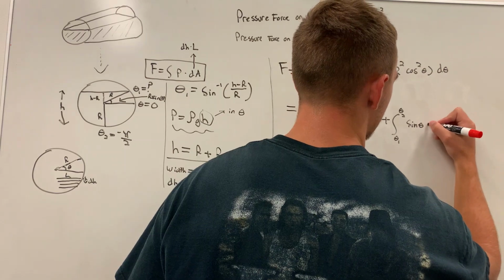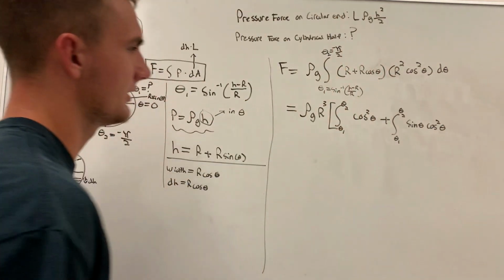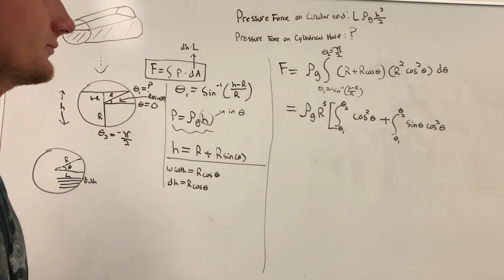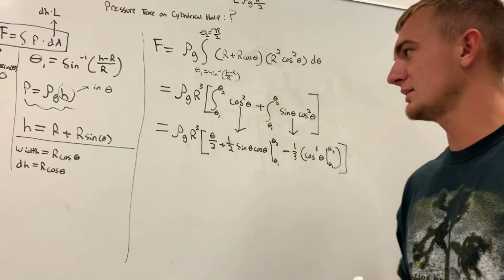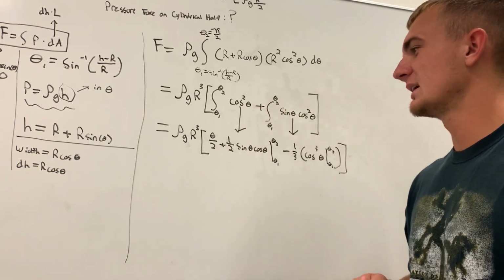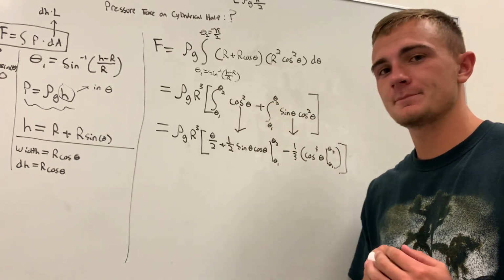Sine theta cosine squared of theta. I don't think I made any mistakes here, so I did write everything correctly. I didn't write my d theta here, but we get the point. I went ahead and plugged both of our integrals into Wolfram Alpha.